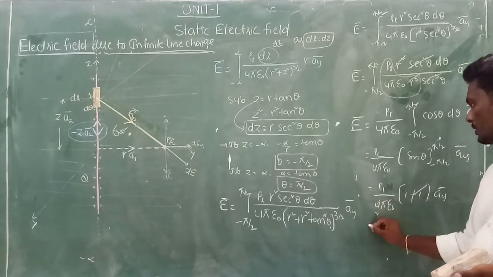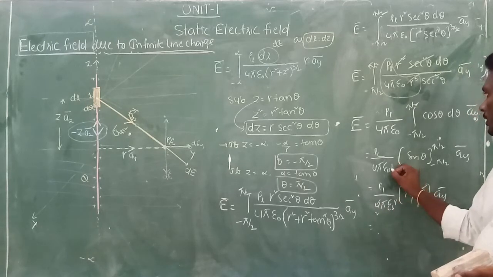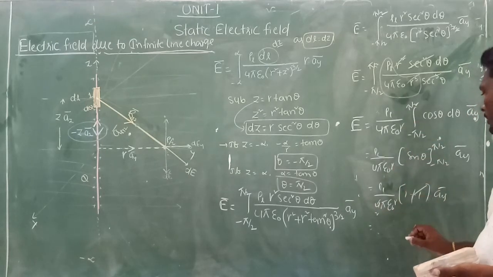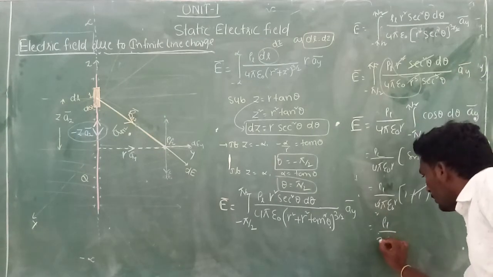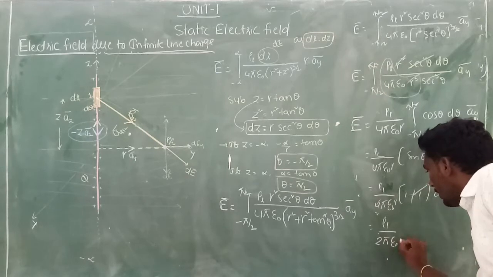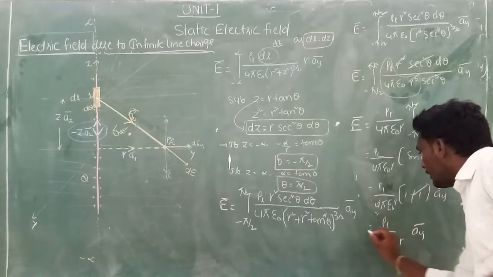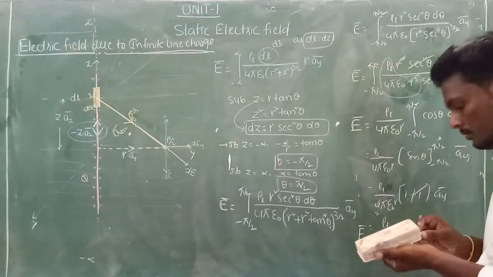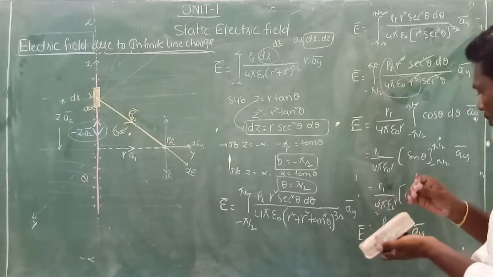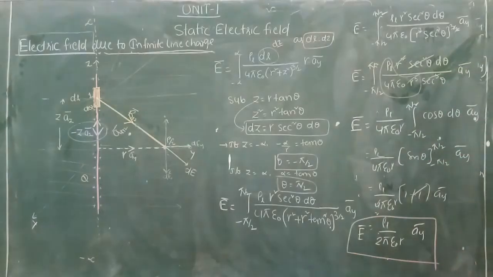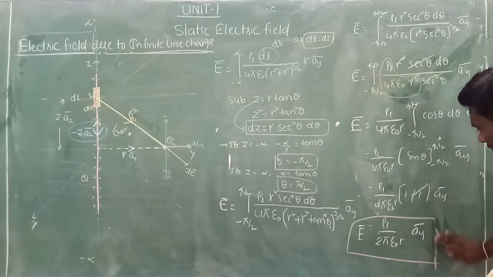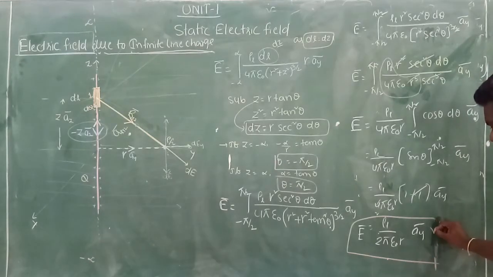1 plus 1 is 2. If there is an r, we missed the r term here. So rho L by 2 pi epsilon naught r into a_y bar is 2r. This is the expression for your electric field intensity due to infinite line charge: rho L by 2 pi epsilon naught r into a_y bar. And what are the limits? Electric field intensity, volt per meter.